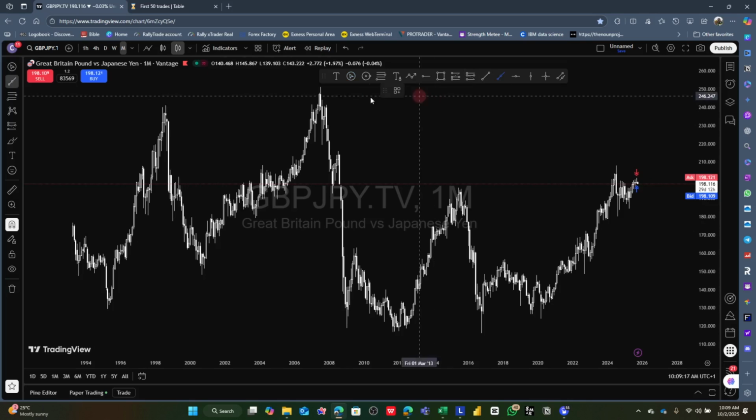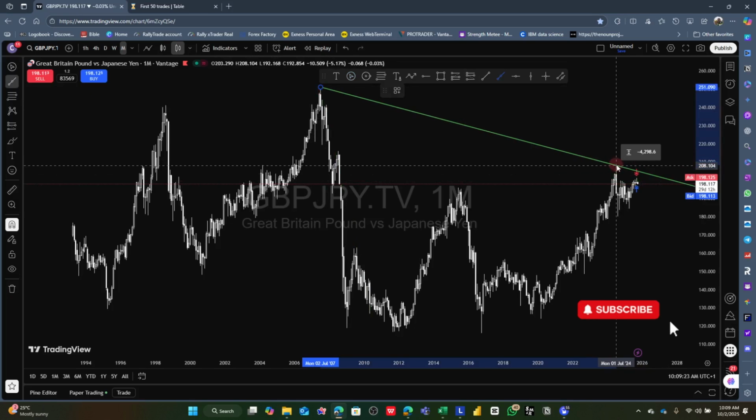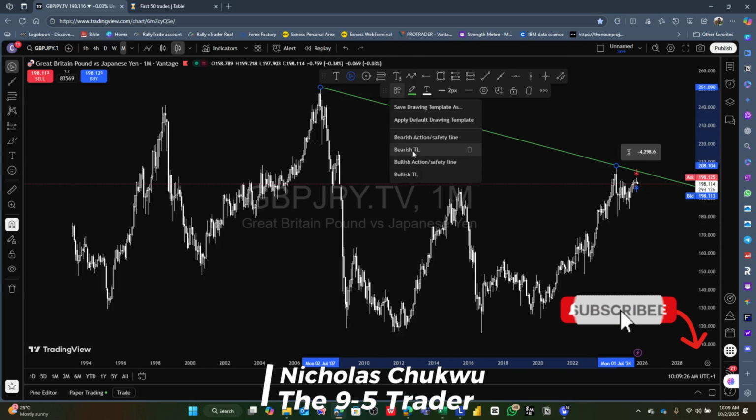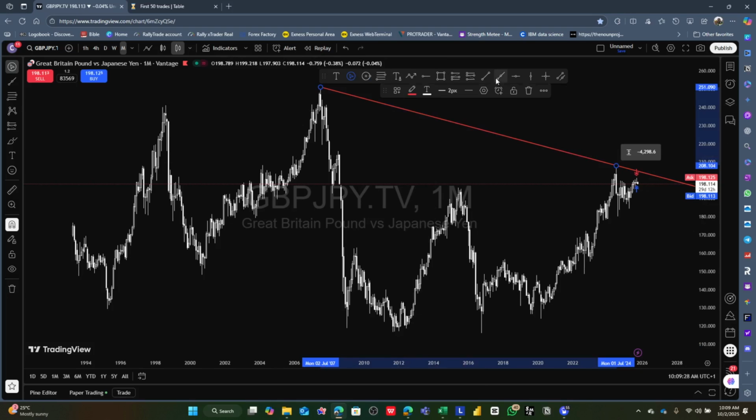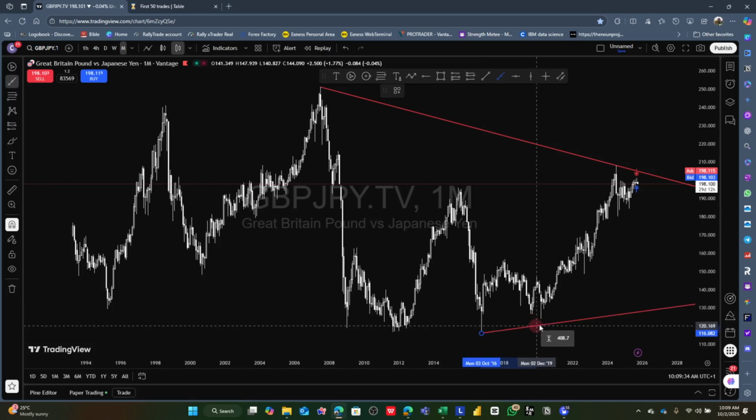How do I draw these trend lines now? Simple, the same way. We start from the highest point on the left to the next best highest point on the right. And that is a bearish trend. We have a bullish trend right here. This is not it. This is the lowest. And head up here.